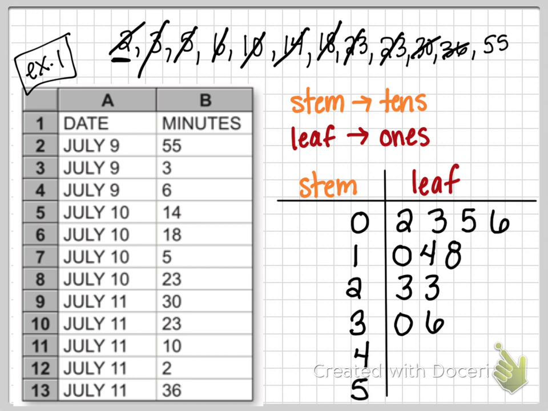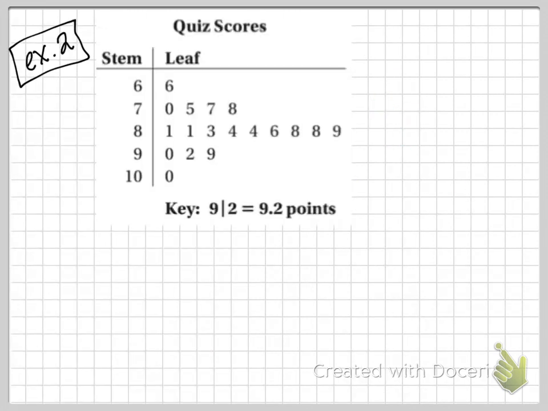All right, and then finally, stem of 5, leaf of 5. All right? This stem and leaf plot shows us the quiz scores on a certain quiz. So how many students earned points? This is an important part of a stem and leaf plot down here. The key tells you what the stem represents and what the leaf represents.